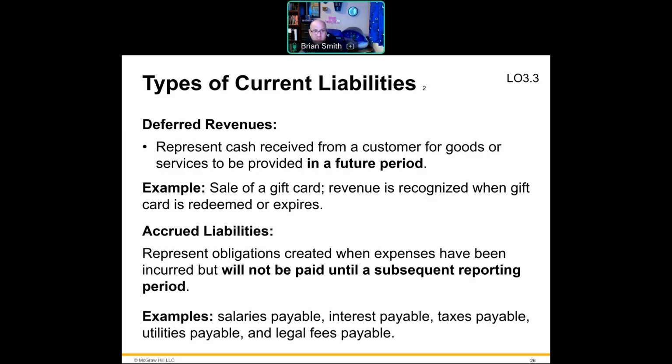You've got deferred revenues. These are when you receive money in advance of work. Like a gift card: you sell a gift card, you can't recognize that revenue until it's redeemed or expires. There are some jurisdictions that won't let it expire. I think California is one of them. Accrued liabilities are obligations that we've received but have not paid yet, and we will do so later. Usually utilities and salaries are the ones that really come to mind, but there are some other examples as well.